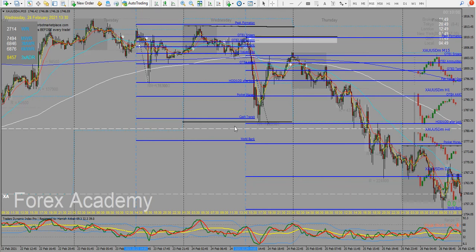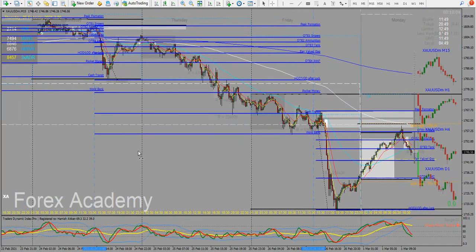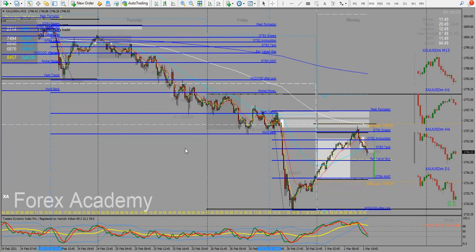Now we had 3 movements moving on OTE areas or zones, guys. I hope you understand this method of trading. It's very easy, and you just need to be patient and know what you are doing.